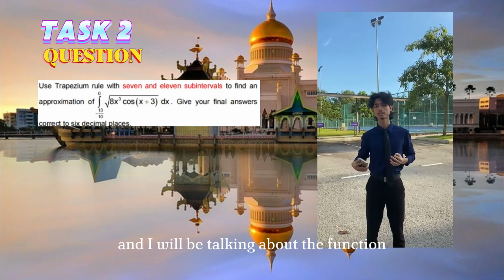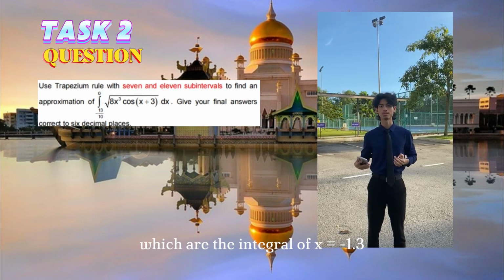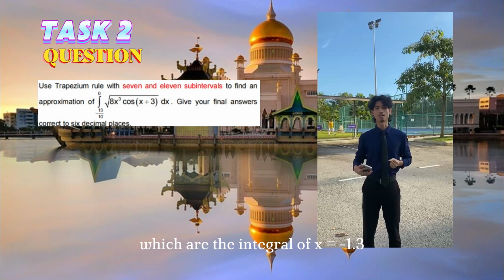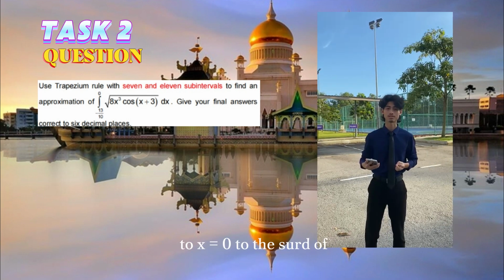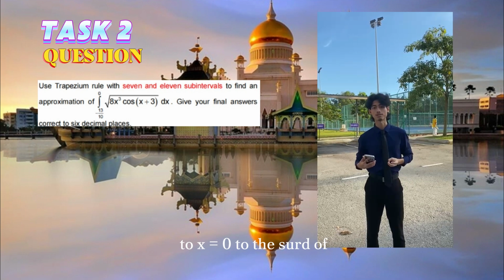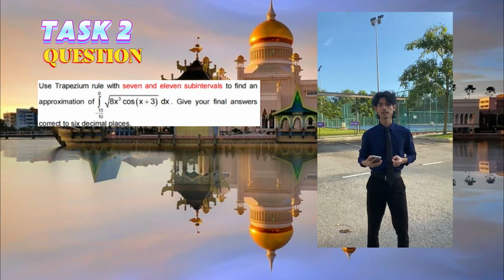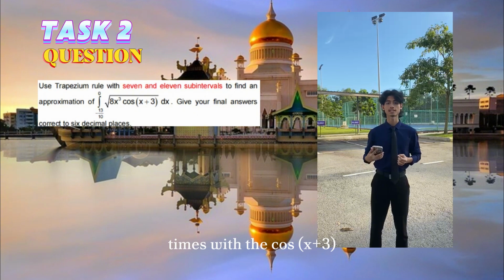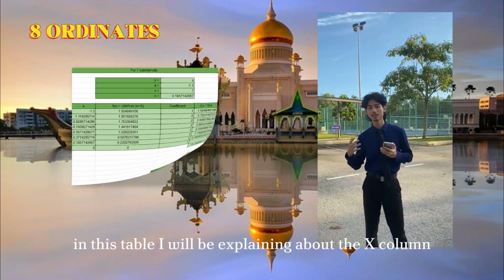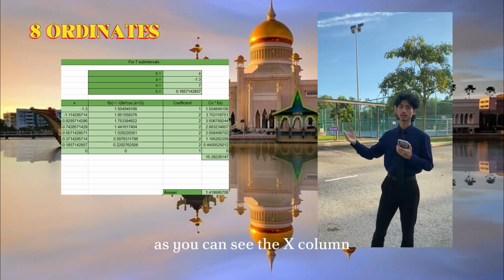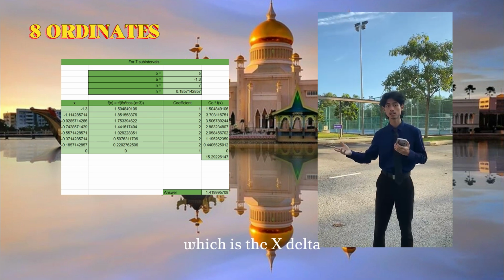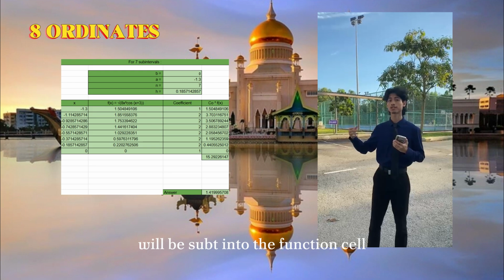And I will be talking about the function, which is the integral from x equal to negative 1.3 to x equal to 0 of the square root of 8x cubed times cos x plus 3. In this table, I will be explaining about the x column. As you can see, the x column, which is the x delta, will be subbed into the function cell.